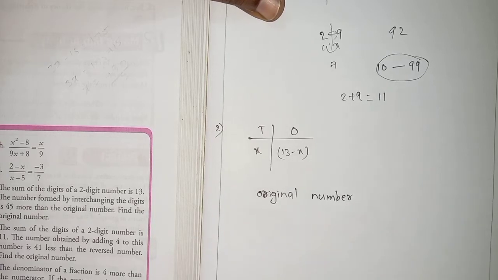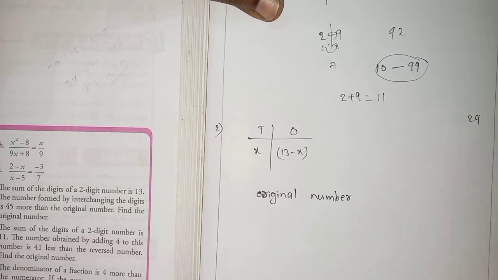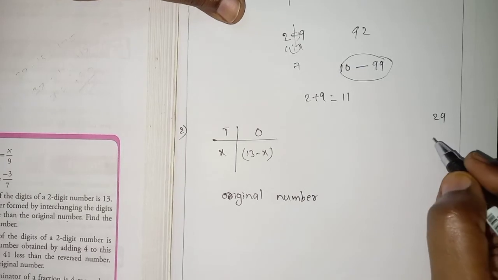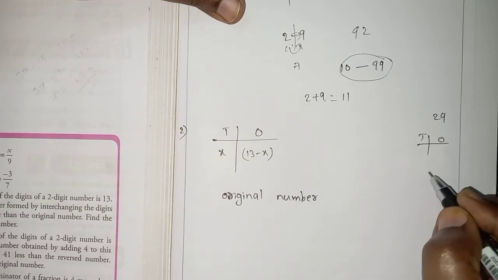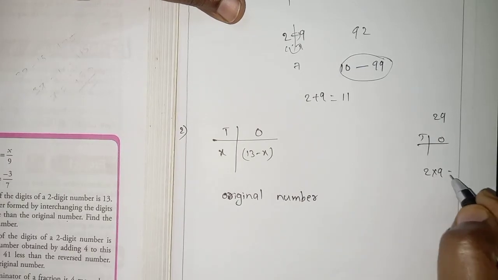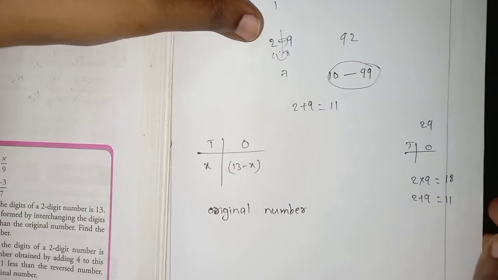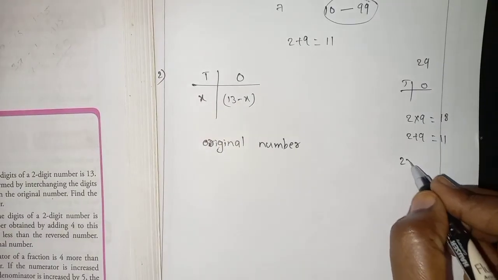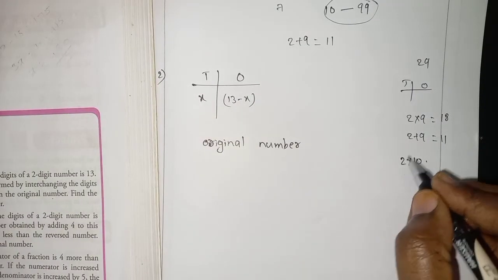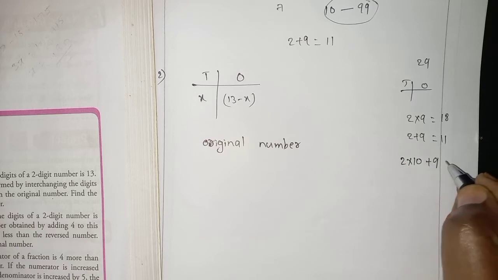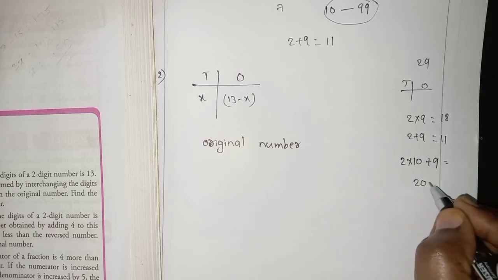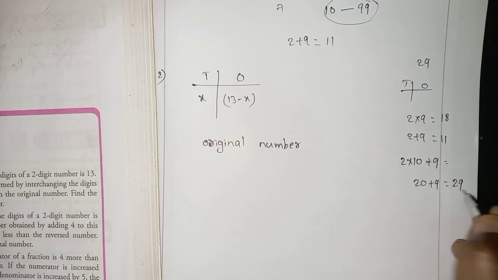original number, how can we get this? Suppose 29 is there. How will we get 29? When we write in the tens and ones place, 2 into 9 is 18, no? Or 2 plus 9, it's 11, no? How will we get 29? 2 into 10, because 2 is in the tens place, plus 9. So 2 into 10 is 20, plus 9. So you'll get 29 like this.